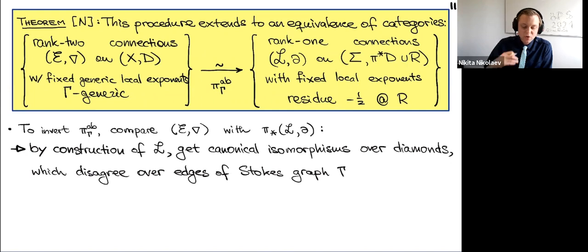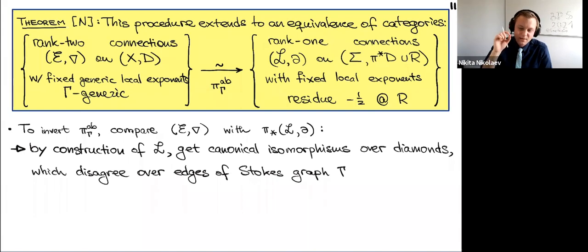Okay, so how do you invert this? This is an important point: why is this an equivalence? Well, the way you proceed is as follows. Suppose I started with E, nabla. I abelianize it, I get L, del, and then I push it forward. So now I have two different vector bundles with connections on the base, E and the push forward of L. So I compare them. Of course, it's a pair of rank 2 vector bundles on the base. Of course, they are related by a cocycle, obviously.